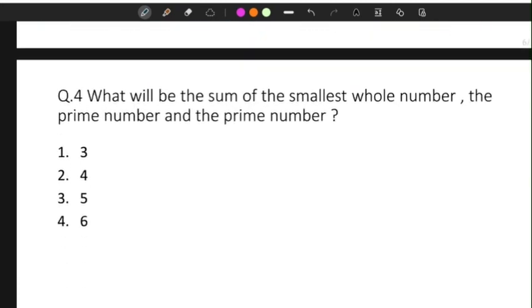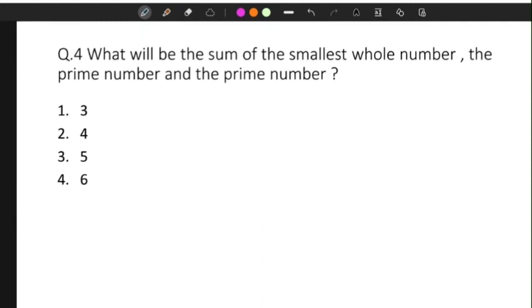Moving on to the next question now. What is the sum of the smallest whole number, prime number, and here it should be composite number. They have typed prime number once more. Instead of prime number, here it should be composite number.